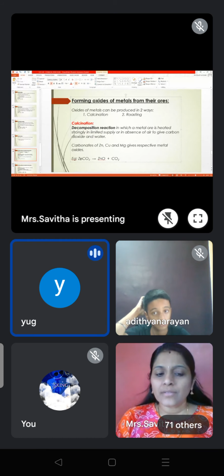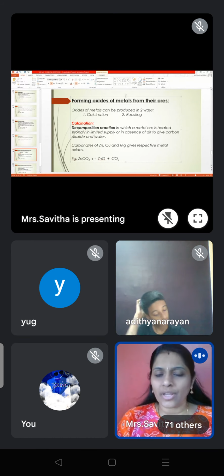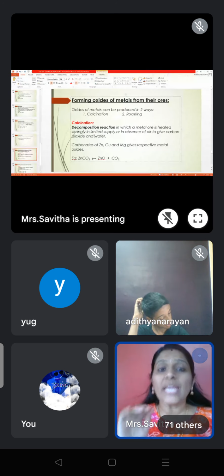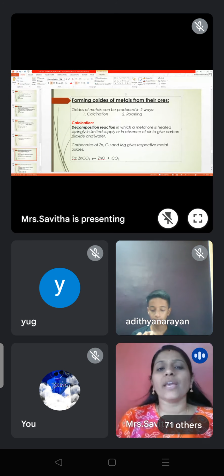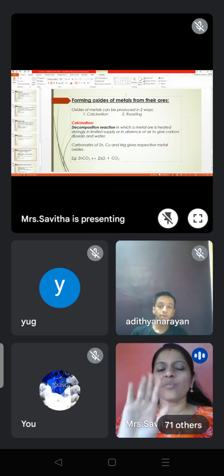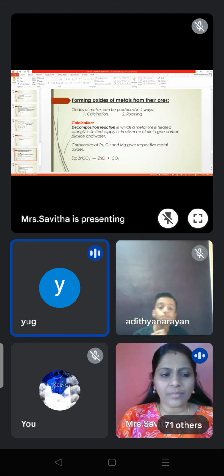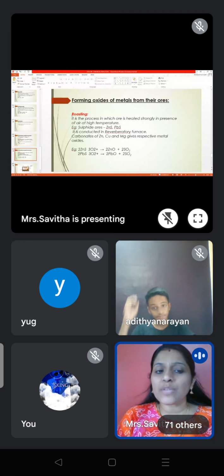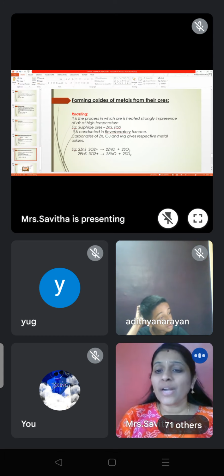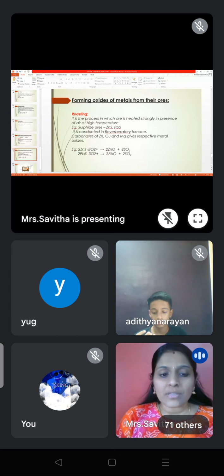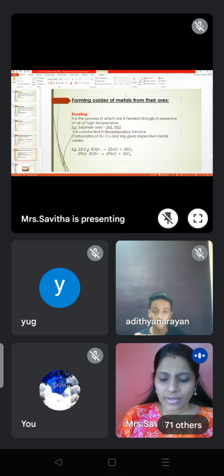Roasting is done at a very high temperature. Here, with zinc carbonate in calcination, you are not giving any extra supply of air; within that limited air we are heating it. That's why it's limited. Now, roasting is a process in which the ore is heated in the presence of air at high temperature. Now see the reaction here.